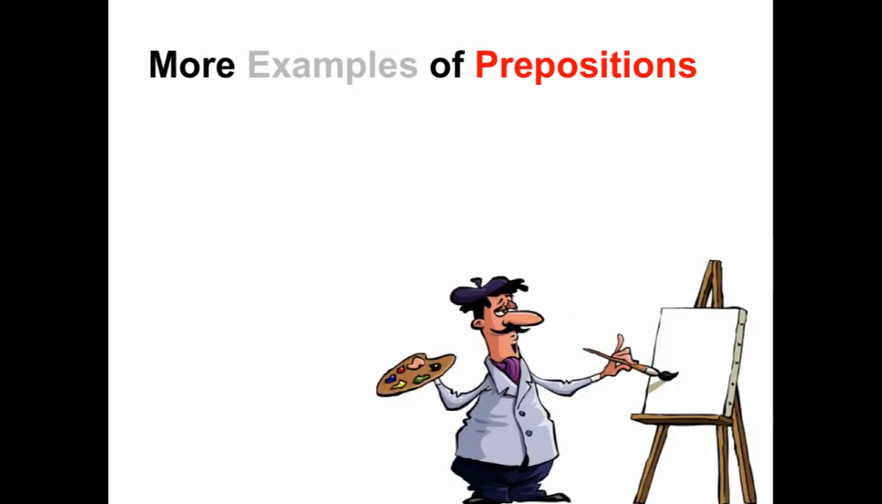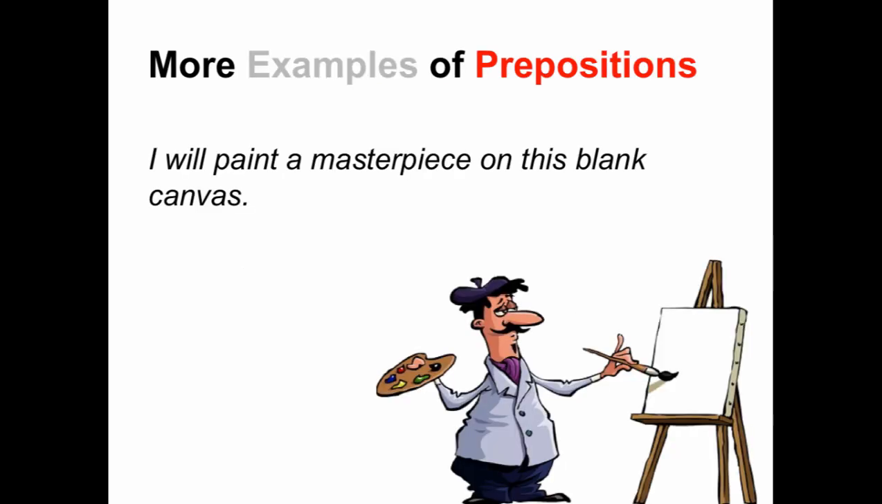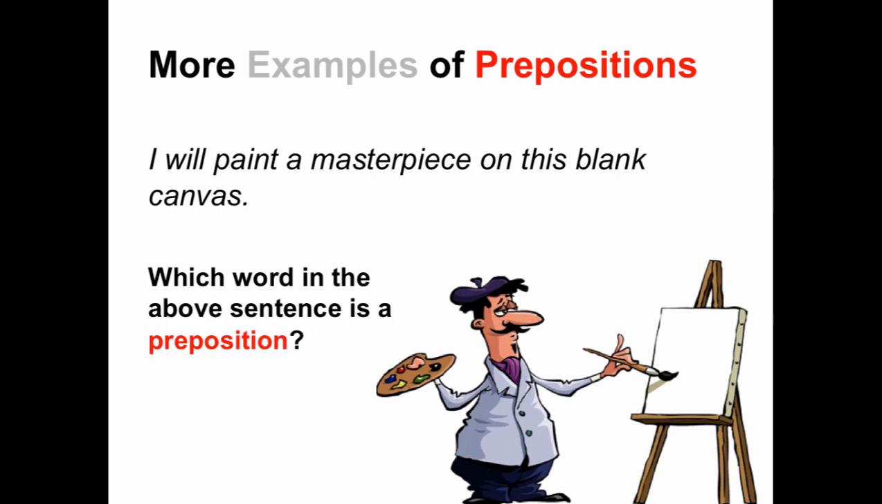Here are some more examples of prepositions in sentences. I will paint a masterpiece on this blank canvas. Which word in this sentence is a preposition? On is the preposition in this sentence. It is expressing the relationship between the verb paint and the noun canvas.